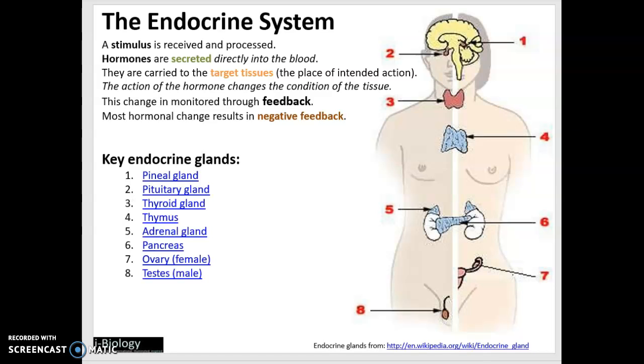So these are your key endocrine glands it mentions there. Your thymus is probably a little bit more contentious. You may want to look that one up, but that's more to do with T cells, but it's included in here. It changes as you get older. As you get older, it shrinks. But we're just going to have a look through the key ones.